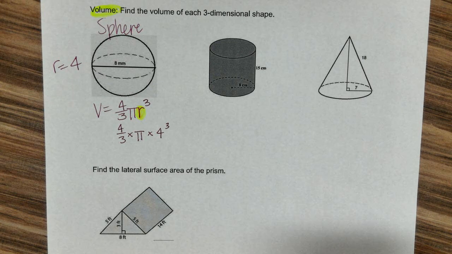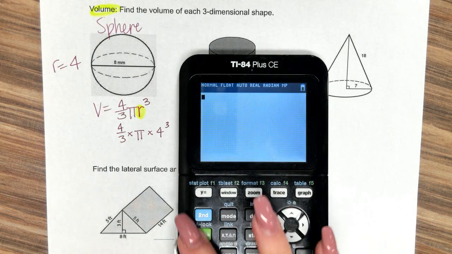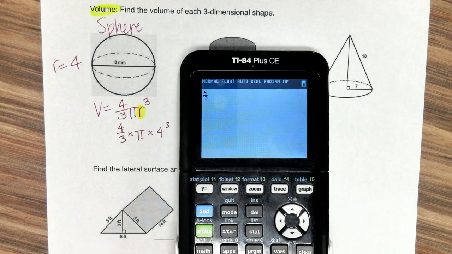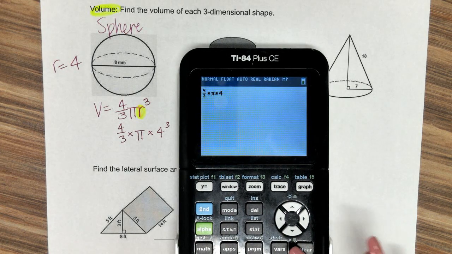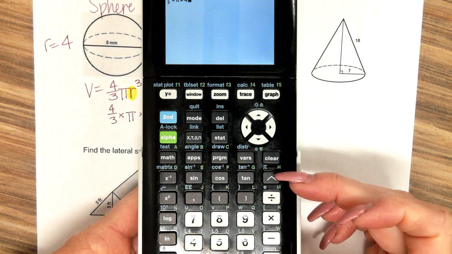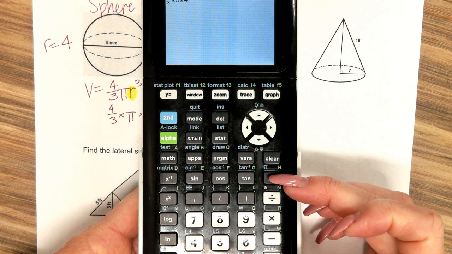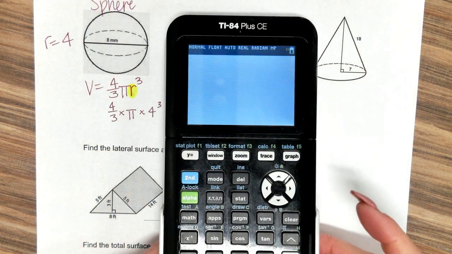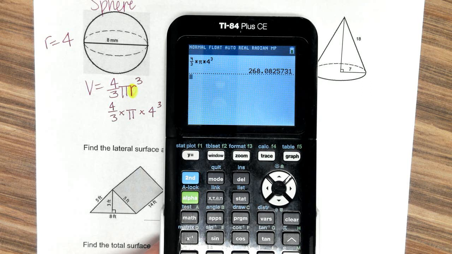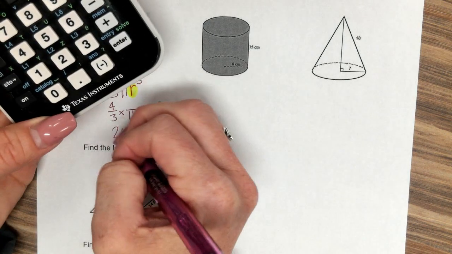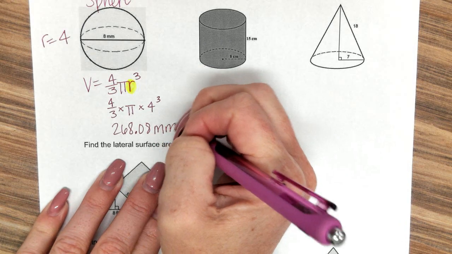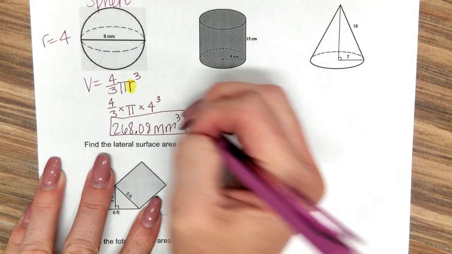And your calculator should be open and you should now be punching this in. And does everybody remember to get up to the exponent, you use this little caret right here to the 3rd power. And that's your answer. You don't have to write the whole thing. You could just round to the hundredths place. So 268.08 millimeters cubed, because that's how volume is written.